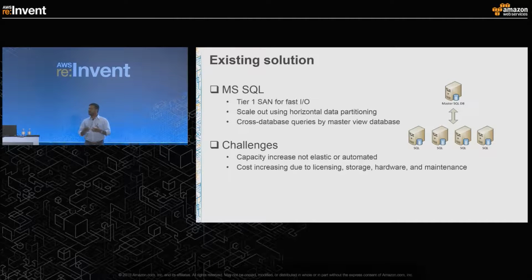So we've done the typical things like, we've used tier 1 SAN for fast I/O. We have obviously partitioned and scaled out, so we're able to scale out. But it is not as easy as AWS, right? Nothing is happening, nothing is elastic or automatic. You have to keep an eye on it and do it yourself. And the cost. If you think about licensing, the hardware, storage, especially the tier 1 SAN, the cost tends to get really high.